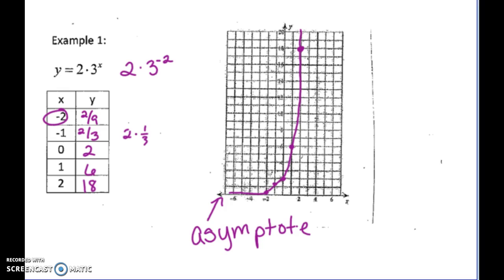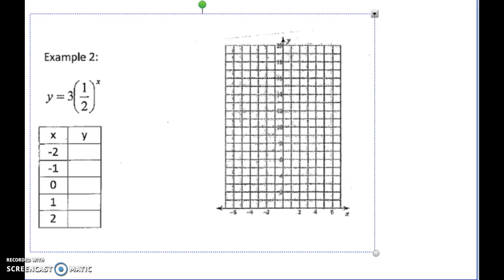Alright, so we have another graph on this page, and what I'd like you to do is maybe try it by yourself first. So plug some numbers in, and then you can come back and check with me. So pause the video here if you need to. Okay, hopefully you've got your table filled in. Those are the numbers that I got. As you can see, this one gets smaller. So let's start graphing it.